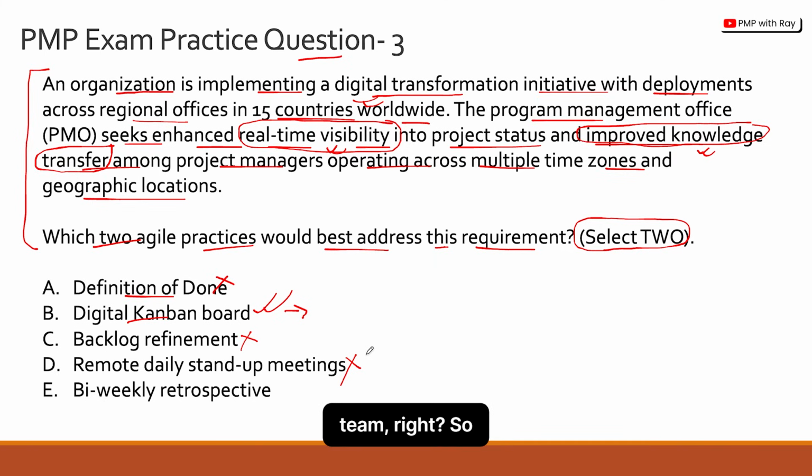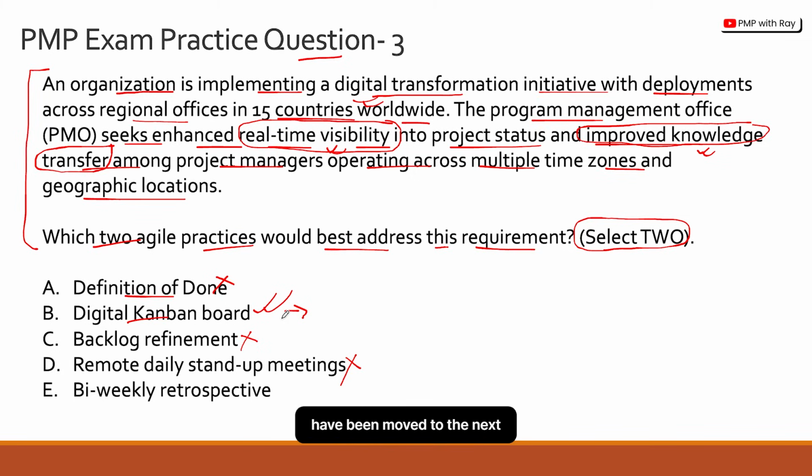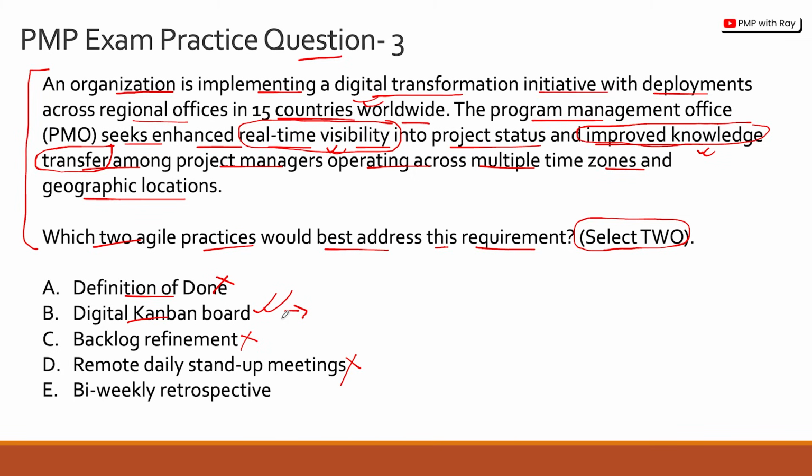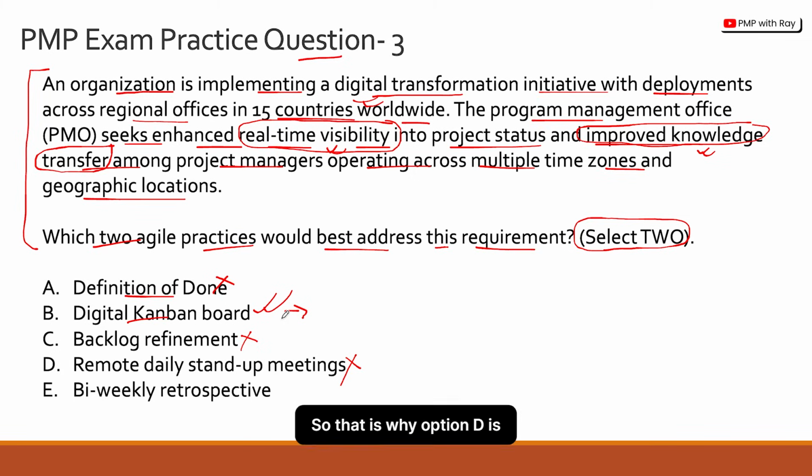if you are part of the program or the portfolio management team, right? So when you say real-time visibility, of course, the digital Kanban board works because it gives you the progress update, right? It gives you the tasks that are in progress. It gives you the tasks that are waiting to be picked up. It gives you the tasks that have been moved to the next department, right? That's how digital Kanban boards work. So that is why option D is a very close answer choice, but it is incorrect.